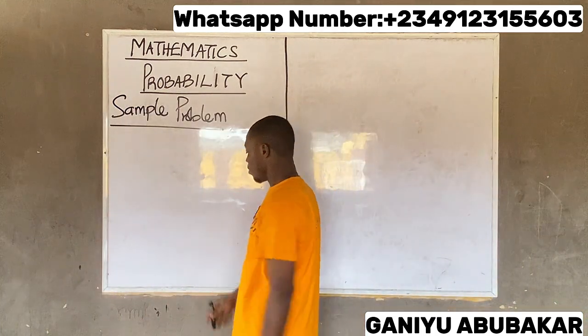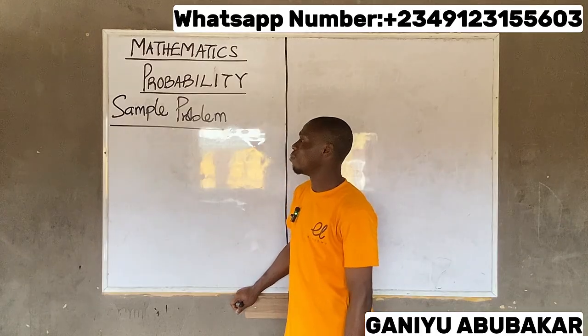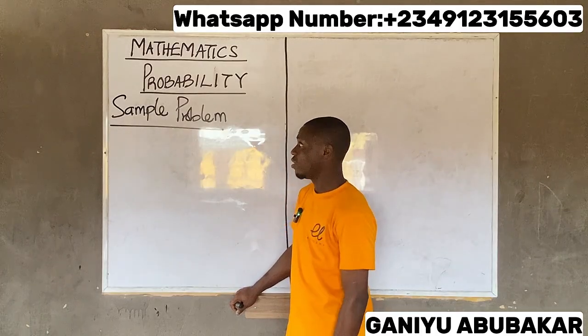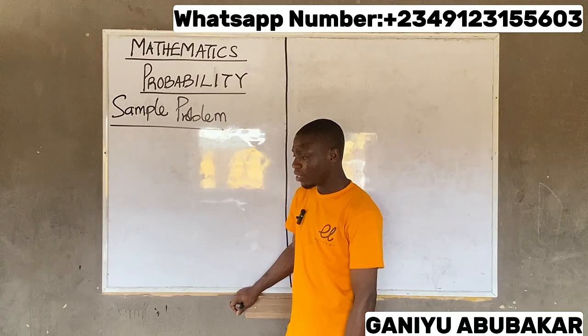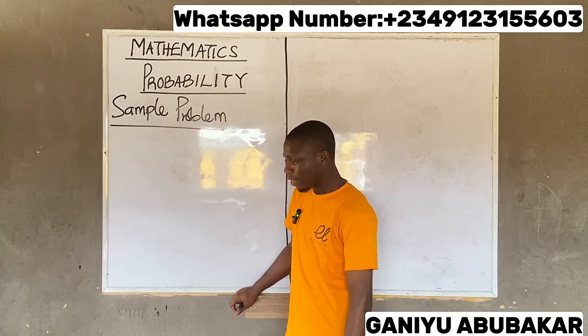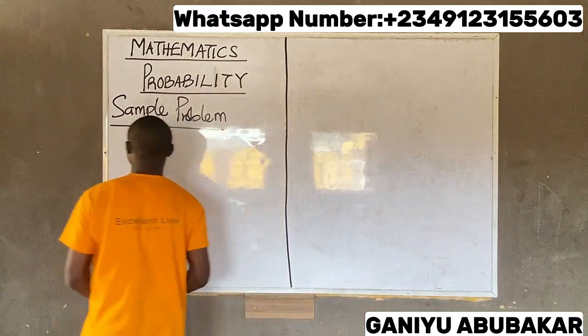All right, so let's do some examples in the study of probability. Last class we did the introduction to probability, so let's try to solve some examples here. Let me say number one.